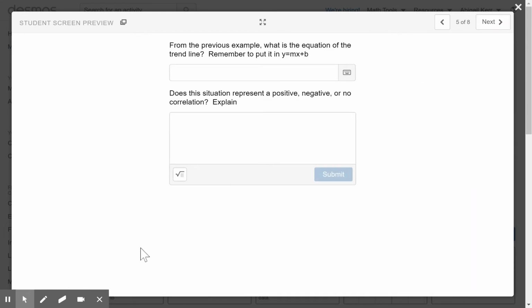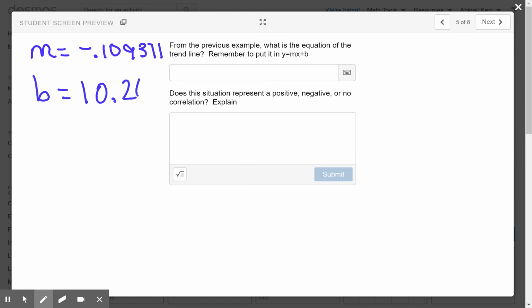Now, from the previous example, what is the equation of the trend line? So I actually took a picture of the numbers. So it said our m value was negative 0.109371, and our b value was 10.2618. Now, please don't write all of those numbers down.